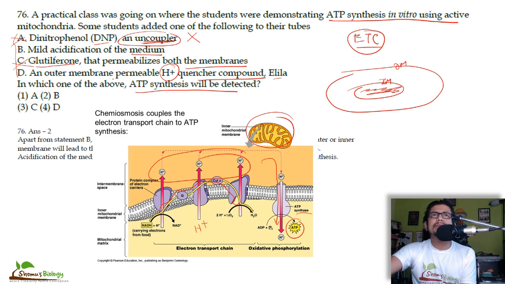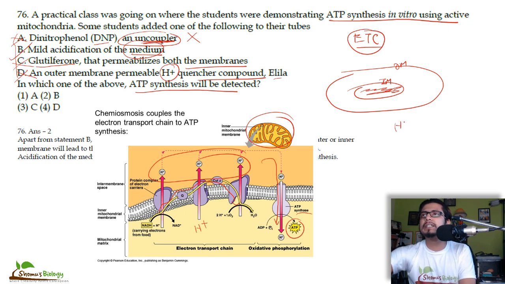And if we add a proton quencher, that means a molecule that is going to quench, meaning associate and attach with the protons and take all the protons out of the environment, then no proton gradient forms, so no chance of ATP synthesis. This is also not going to work. So the only statement which makes sense is mild acidification of the medium.